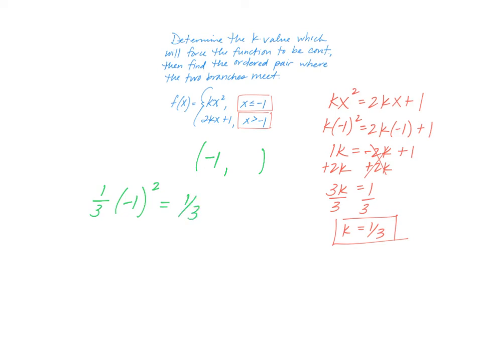I'm doing the second branch of the function because I'm just double checking my work. This way I should get the exact same value. So I have 2 times 1/3 times -1 plus 1. That gives me -2/3 plus +1, which is again 1/3. What this tells me is they meet at the point -1, 1/3.